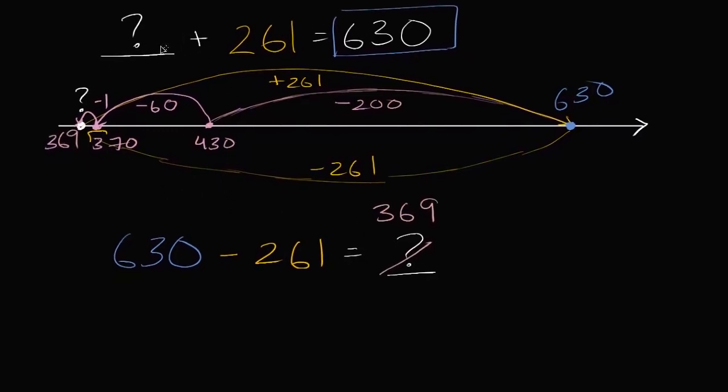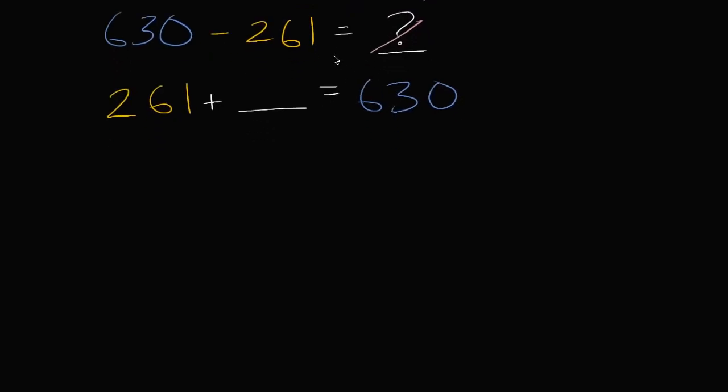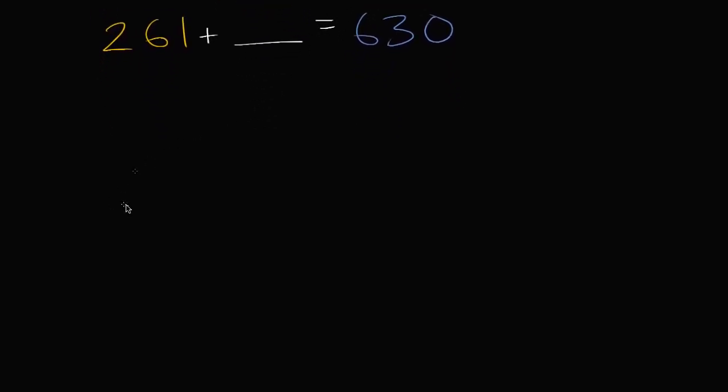Now another way we could have done it is we could have swapped the order. We could have said if blank plus 261 is 630, we could have said 261 plus blank is equal to 630. All I did is swap the order here, but we could visualize that as a different thing on the number line. So let me draw my number line again. There's my number line. And I could start at 261.